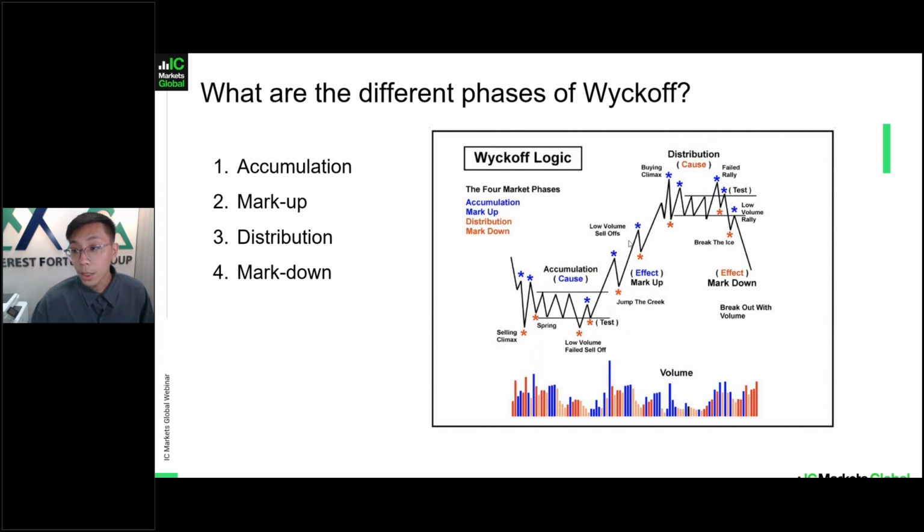Okay, then during markup, we have this thing called jump the creek. It means it's multiple pushes up, come back, pull back. Push up, pull back. So this is called jump the creek. And then over here, before the distribution, we have buying climax. That's where all the buyers are actually exiting their positions and sellers are starting to come in.